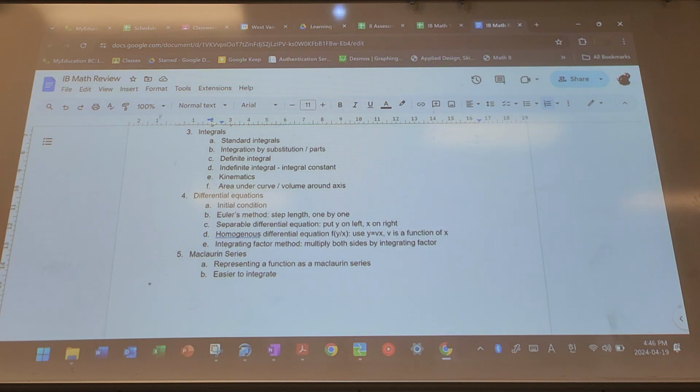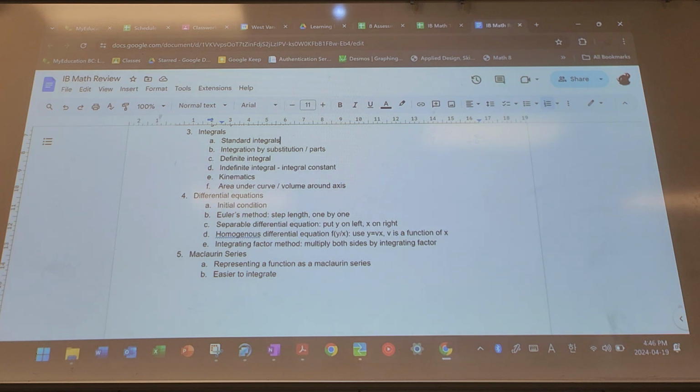Wait, how do you get the y from that then? If you integrate dy over dx with respect to dx, then with both sides, it's the integral of dy on the left side, and on the right side, you integrate with dx. So you get y from that. Y is born out of nowhere.